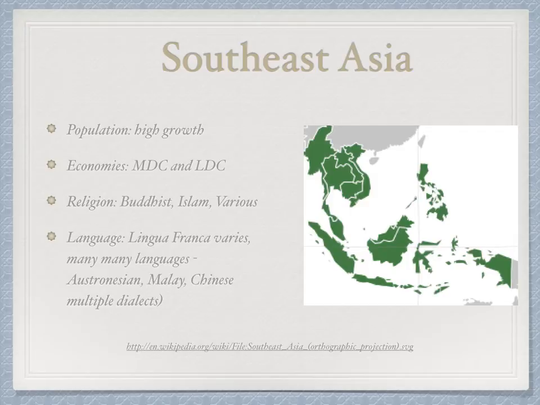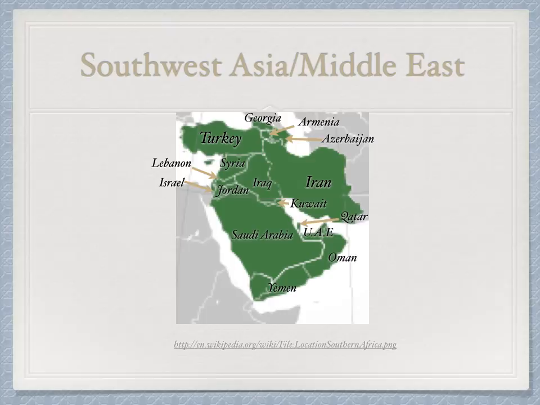The lingua franca varies because you have so many different cultures here, and many different languages. In the Austronesian family, you have Malay and various Chinese dialects. This is a very diverse place. There's also a lot of animism and ethnic religions in these places, especially in the more remote places like New Guinea and places like the Javanese Islands in Indonesia.